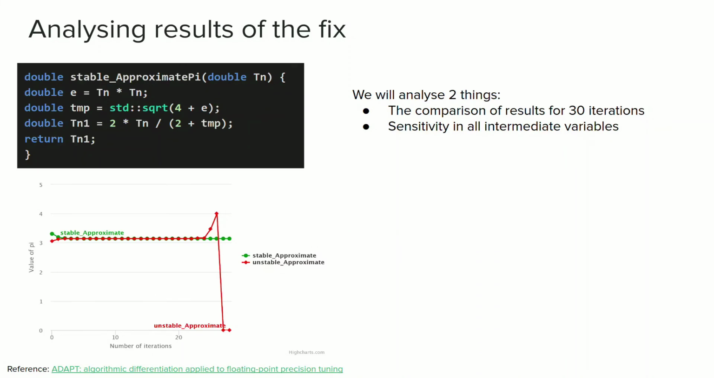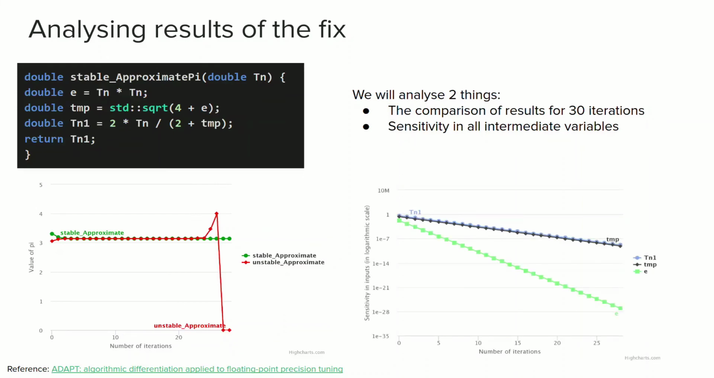When we compare the results, you can see the unstable version is as it was before. However, the stable version is, well, stable, right? Because it always gives you a close estimate to pi as the iterations go on, and it does not have any sort of changes during any of the iterations. Secondly, the sensitivity: you can see that now all of the variables tn1, temp, and e are actually decreasing. So as the iterations go on, the sensitivity of each of these variables decreases, meaning that they become less and less sensitive to floating point errors.